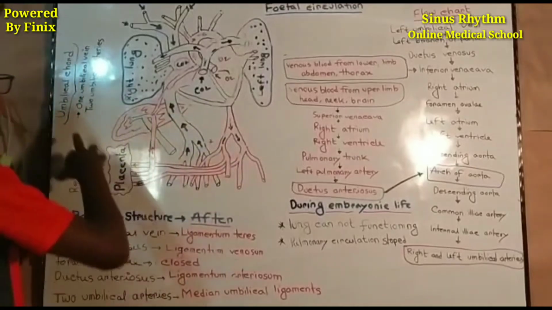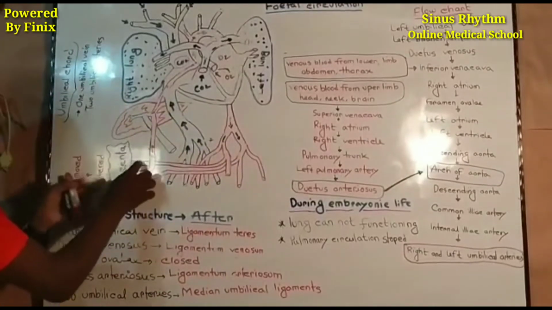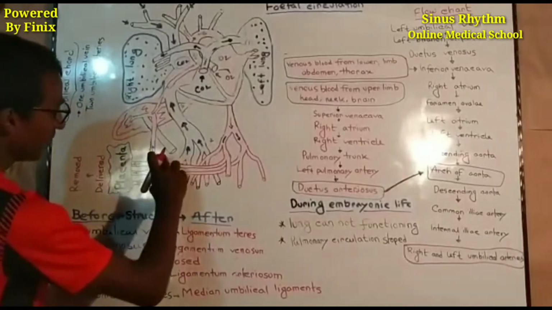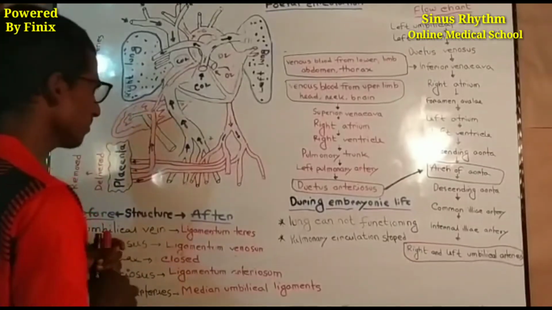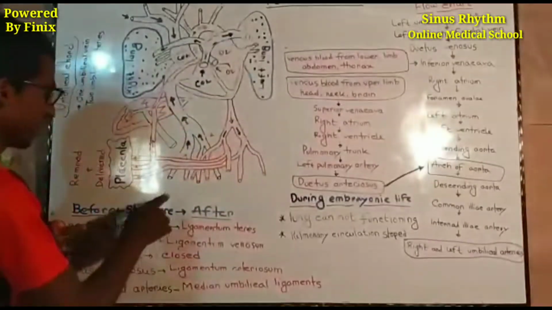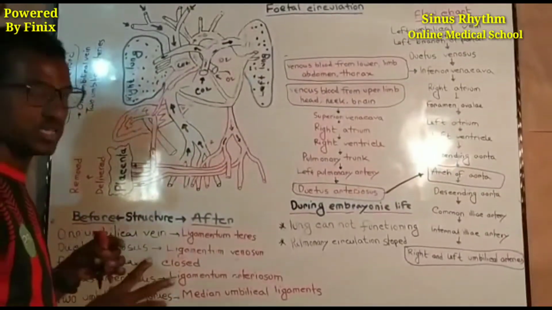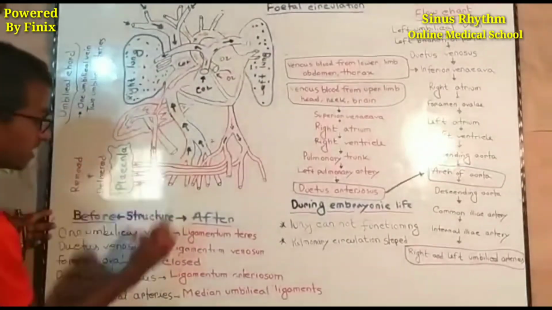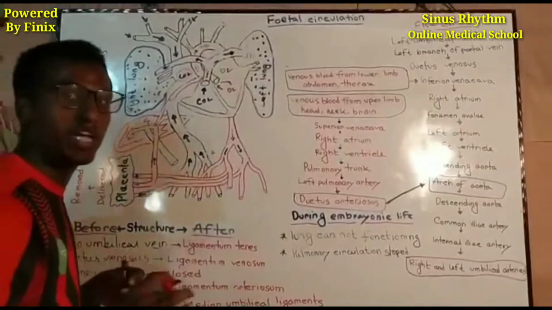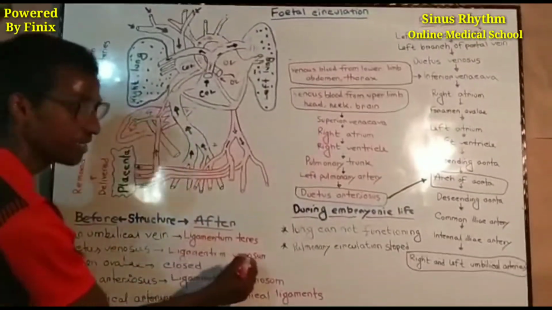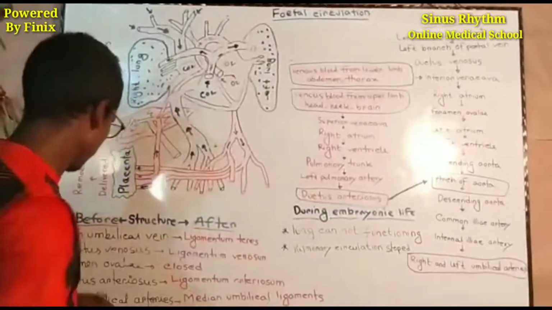Now we have to know that the umbilical cord consists of one umbilical vein and two umbilical arteries. At last we have to know the slight changes that occur in the structure of the fetus. The one umbilical vein is converted to the ligamentum teres. The ductus venosus is converted to the ligamentum venosum.